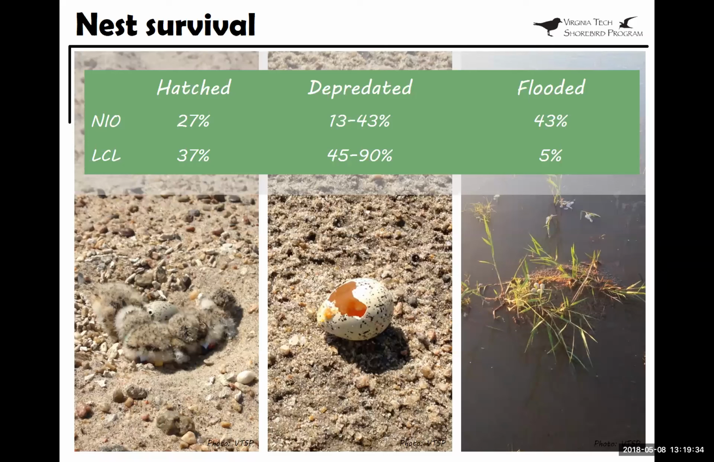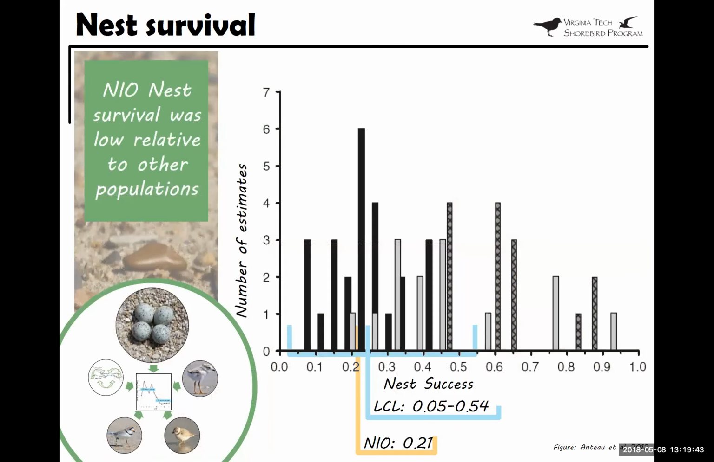Nest flooding was the main cause of failure on the Niobrara. Almost half of the failures were due to flooding there. And it was relatively rare on Lewis and Clark Lake. So the probability of surviving until hatch from those logistic exposure models was 21% on the Niobrara, and it varied by year on Lewis and Clark Lake, but on average was 23%. And this figure shows how those values that we observed compared to observations across the species range and shows how in general they're quite low compared to other observations.